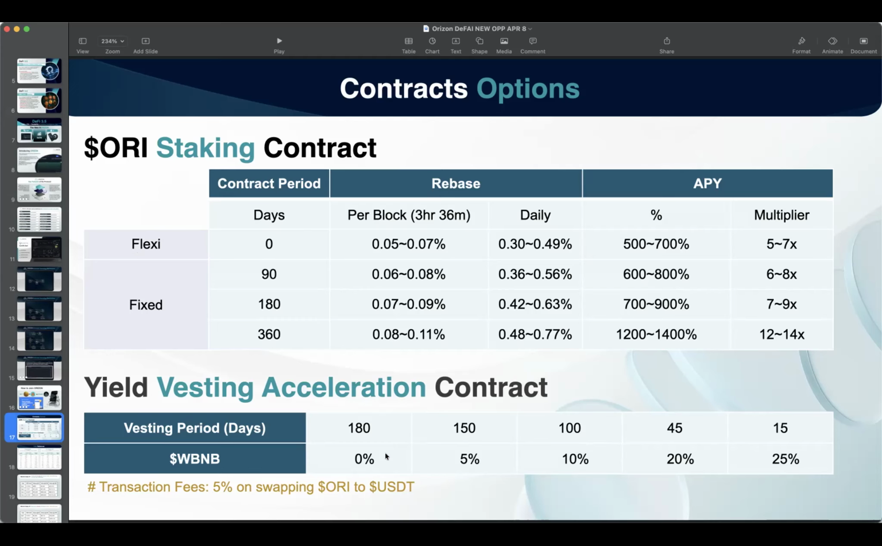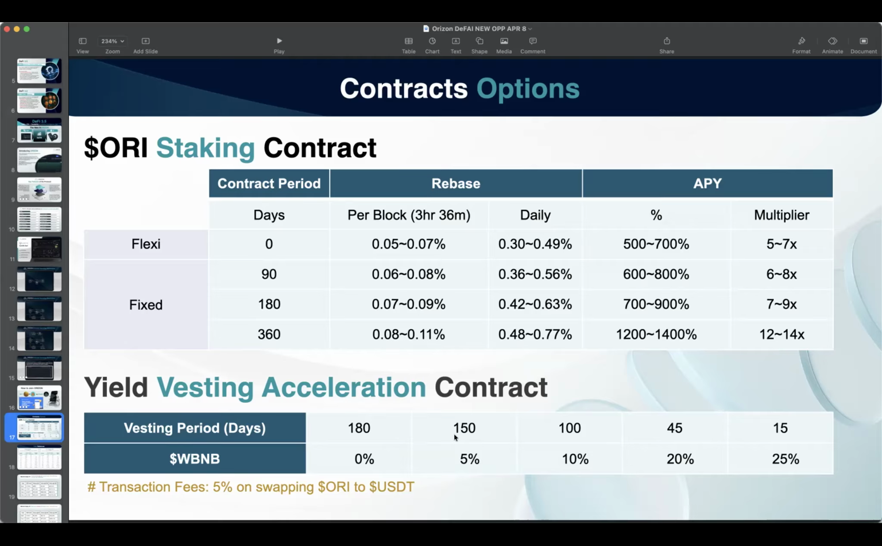So whatever your profit is, say you have 180 ORI. You take out 1 ORI a day for 180 days and you're fine. You will not pay anything. 1 ORI a day is like saying you're withdrawing $55 a day. But that's 6 months. Now, the other option here is you can take out in 150 days.